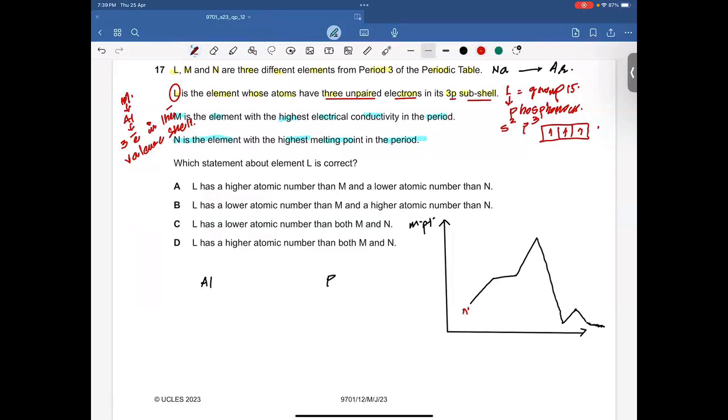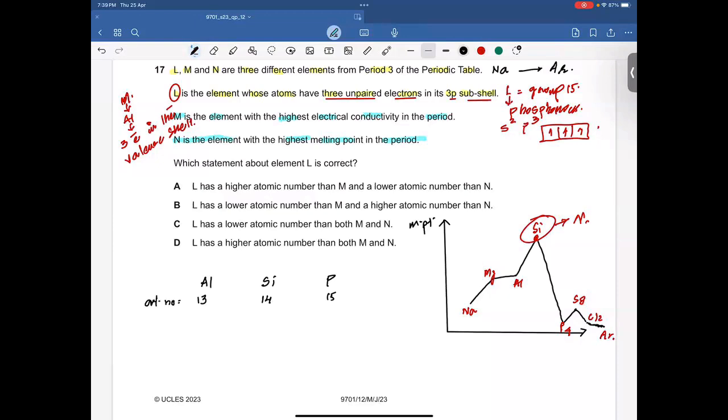This is sodium, magnesium, aluminum, silicon, phosphorus. Phosphorus is P4. Sulfur has to be S8. This is Cl2, and this is argon, which is monatomic. So silicon has the highest melting point, which is N. So we have aluminum, silicon, and phosphorus. Their atomic numbers are basically 13, 14, 15.